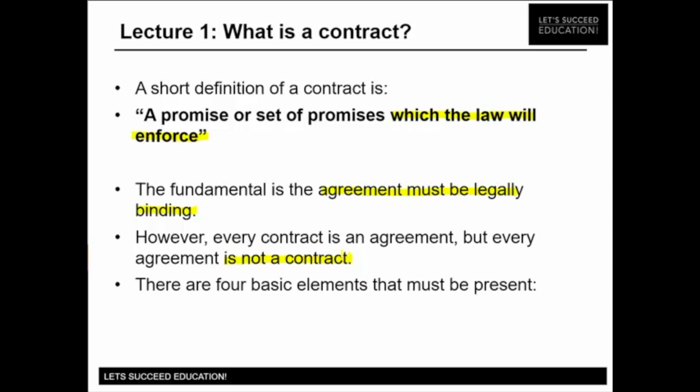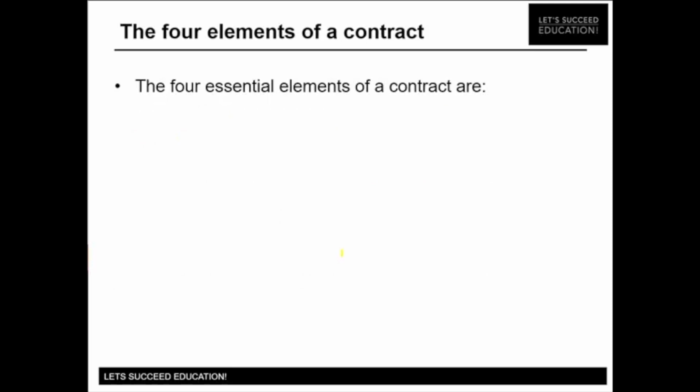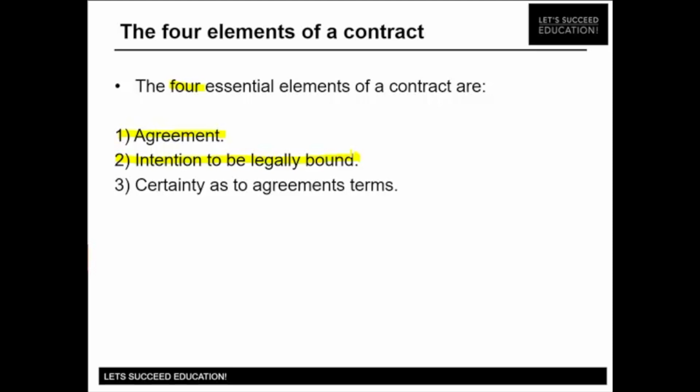And there are 4 basic elements that must be present to have a valid contract. So the 4 essential elements are: there must be an agreement between the parties. There must be intention by the parties to be legally bound, in other words, enforceable in a court of law. There must be certainty as to the agreement's terms. They mustn't be vague and imprecise.